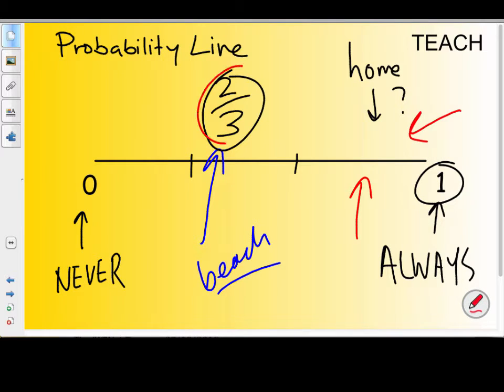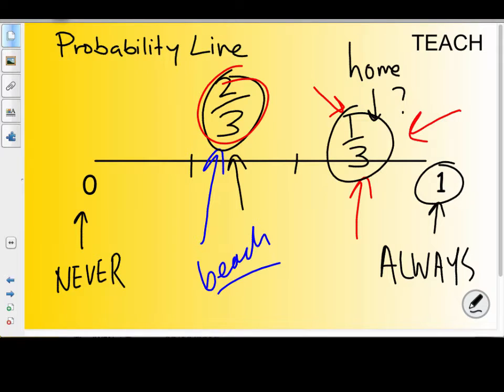If we know there's a 2/3 chance that I'm going to go to the beach and go surfing and absolutely shred, what are the chances I'll stay at home? What's left over? 2/3 for beach. What have you got to add to 2/3 to get to 1? I hope you've worked out that it's 1/3.